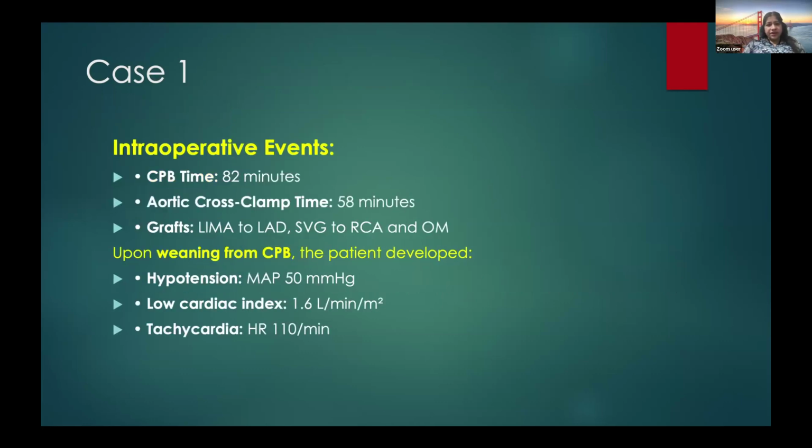So what happened intraoperatively? The CPB time was around 82 minutes. The aortic cross-clamp time was 58 minutes. And there were three grafts, that is LIMA to LAD, RSVG to RCA, and OM. So the surgery was uneventful. During weaning from the CPB, the patient developed hypotension, with a mean arterial pressure around 50 millimeters of mercury, a low cardiac index around 1.6 liters per minute per meter square, and tachycardia, with a heart rate of around 110 per minute.